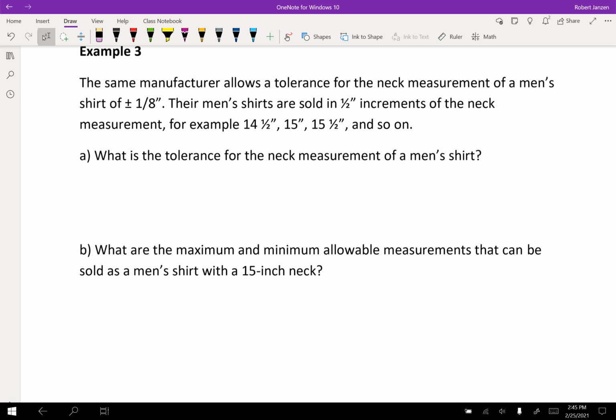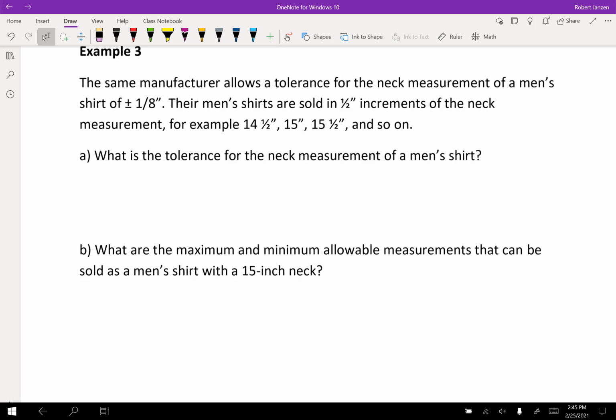The same manufacturer allows a tolerance for the neck measurement of a men's shirt to be plus or minus 1/8 of an inch. Their men's shirts are sold in half-inch increments of the neck measurement. For example, 14.5, 15, 15.5, and so on. What is the tolerance of the neck measurement of a men's shirt?